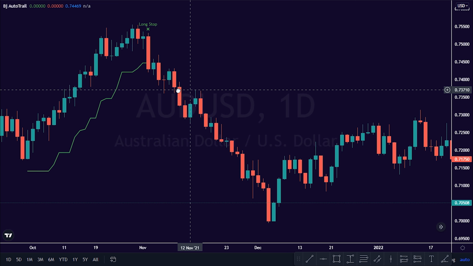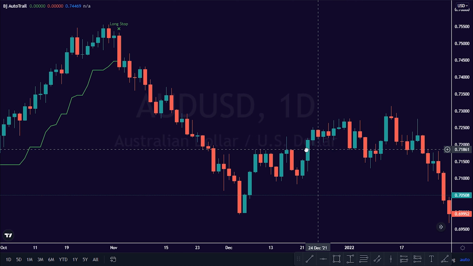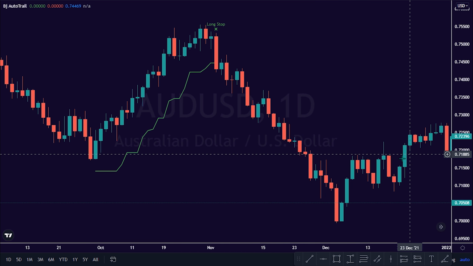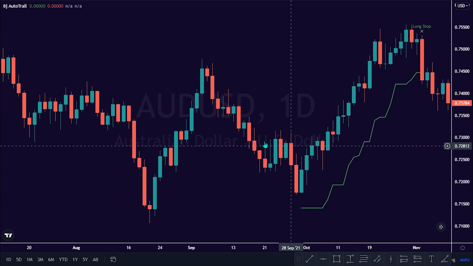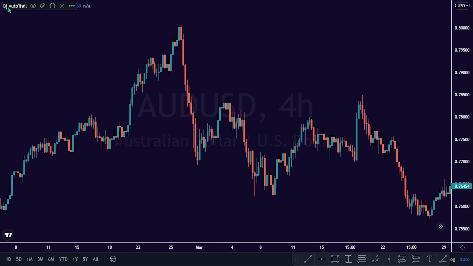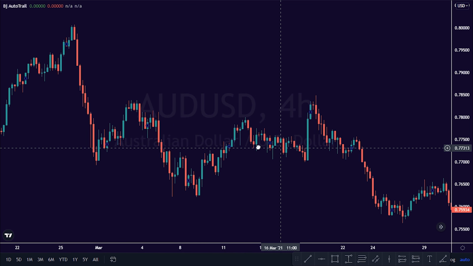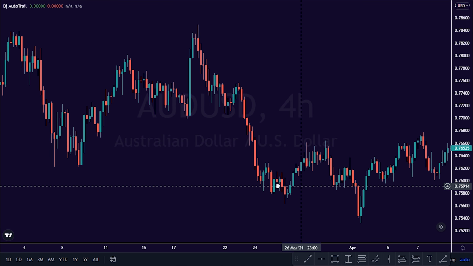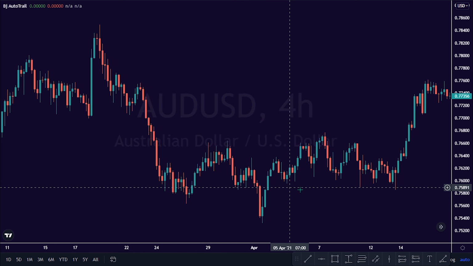Now that we have known how to implement this trading strategy for a buy and sell setup in the market, it's time we proceed to my 100 times backtested trading result with the Bjorgum AutoTrail indicator risk management trading strategy concept based on the 4-hour time frame on the Australian dollars paired against the American USD.